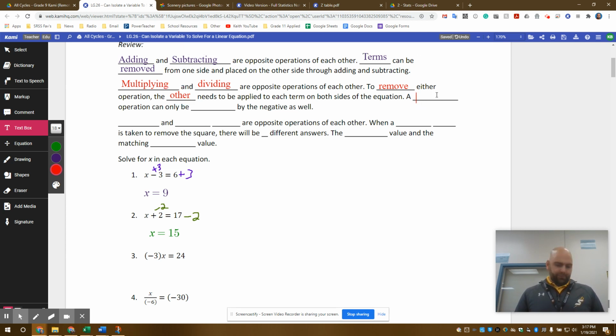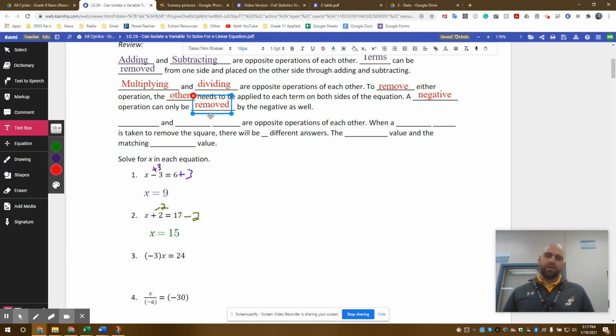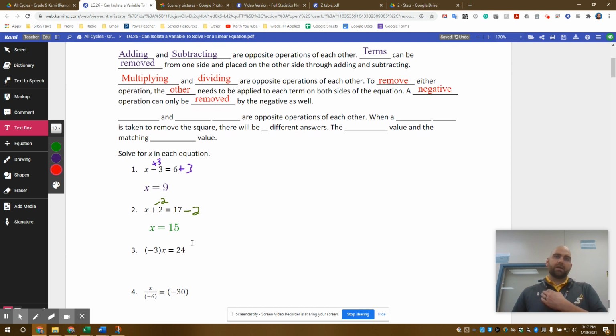A negative operation, okay, so if we have a -2 or a -3 in front of our variable, it can only be removed by the negative as well. So if we have a negative in front of a variable, we need to remove it by dividing by a negative. Or if we're dividing by a negative, we need to multiply by a negative to remove it. So let's take a look at, again, a couple of examples.